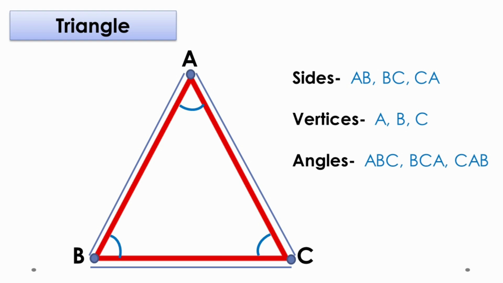Here also we have interior and exterior area. All the points lying inside the triangle will be called interior points, and all the points lying outside the triangle will be called exterior points. Points M, N and O will be termed as interior points, while points X, Y and Z will be called exterior points.